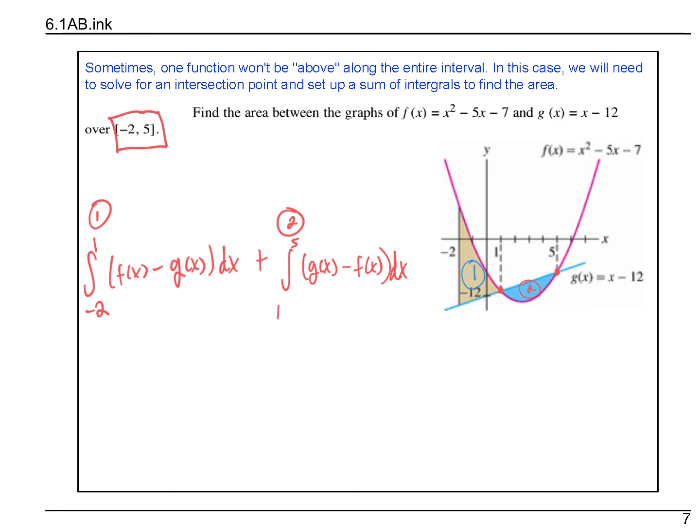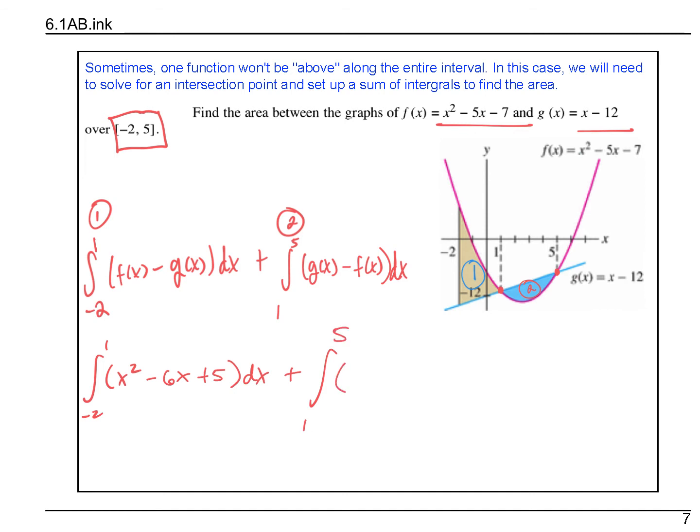All right. So here, if I do the f minus g, x squared is by itself, so it's positive. Negative 5x minus x would give me a negative 6x. Negative 7 minus negative 12 would give me a positive 5 dx. Plus integral from 1 to 5.